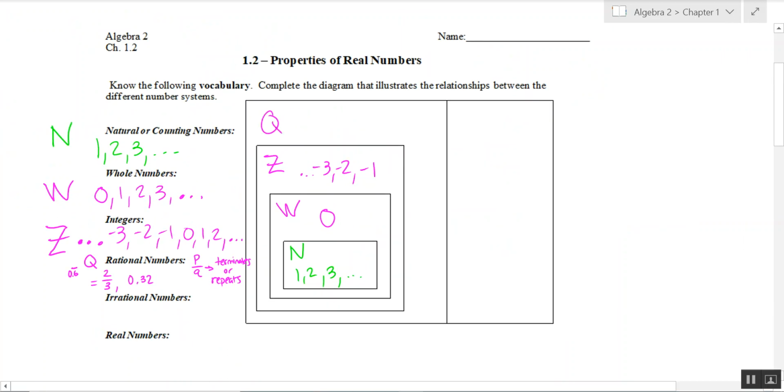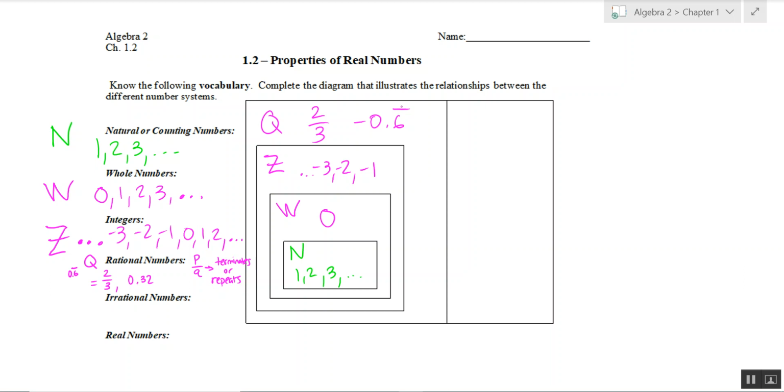So we'll add Q up here. We'll give a couple examples just like we did. We said 2/3, maybe negative 0.6 repeating. Those are all examples of rational numbers. And again, if it can be written as a fraction, it is a rational number.